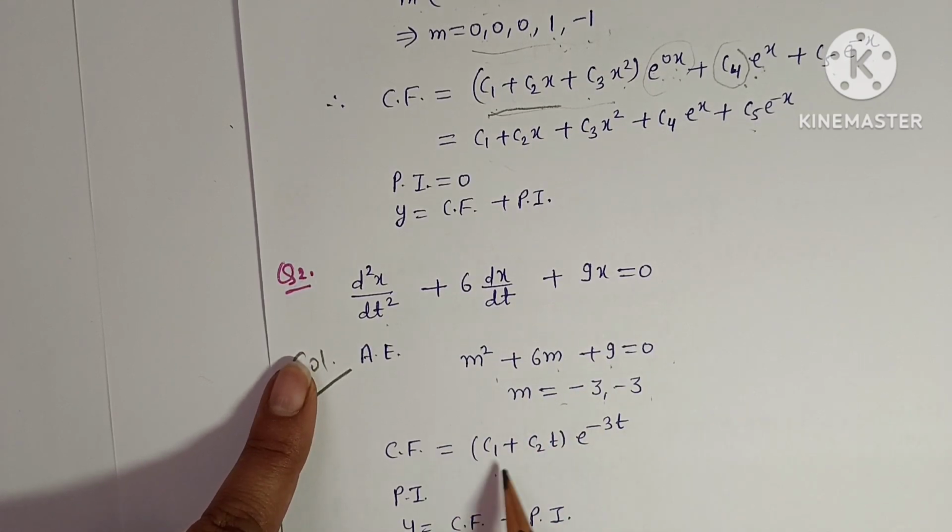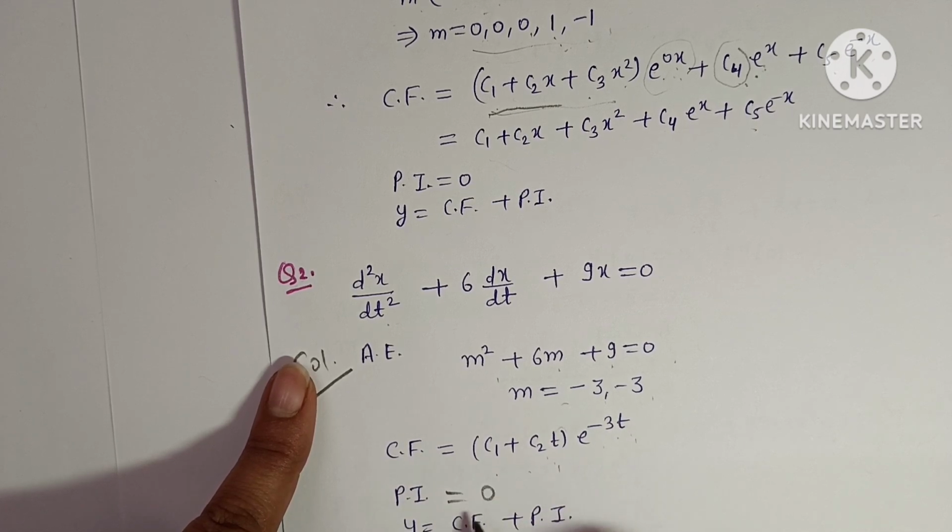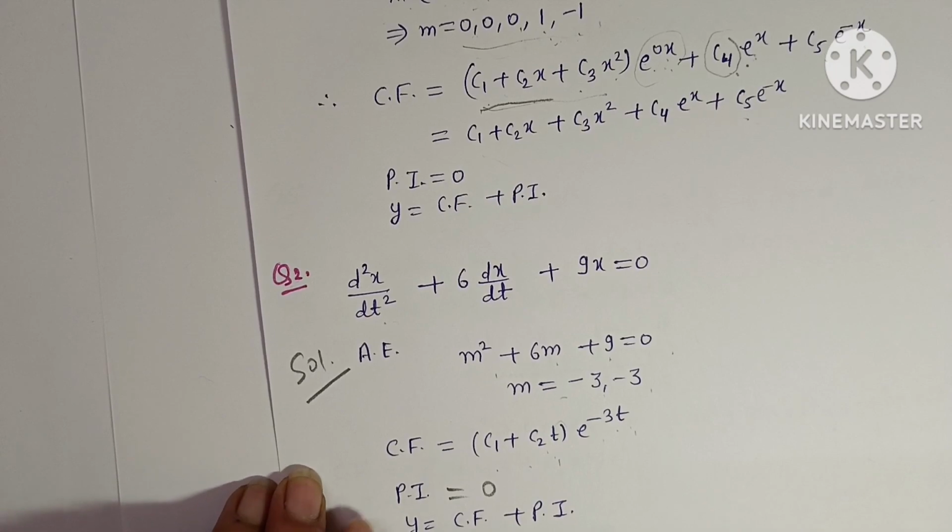So CF will be C1 plus C2t. Now I have written t here, not x, so do it carefully. C1 plus C2t, then e to the power minus 3t. And PI will be 0. So y will be CF plus PI.